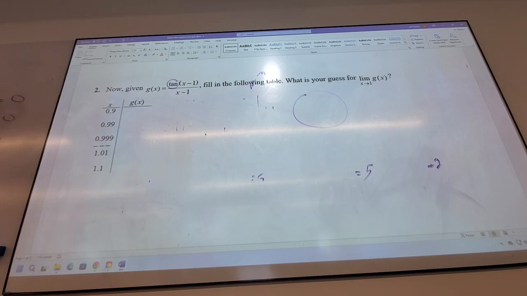Are you guys with me? So if you see a trig function, you're supposed to graph it or do a table or whatever, you better set that thing to radians.